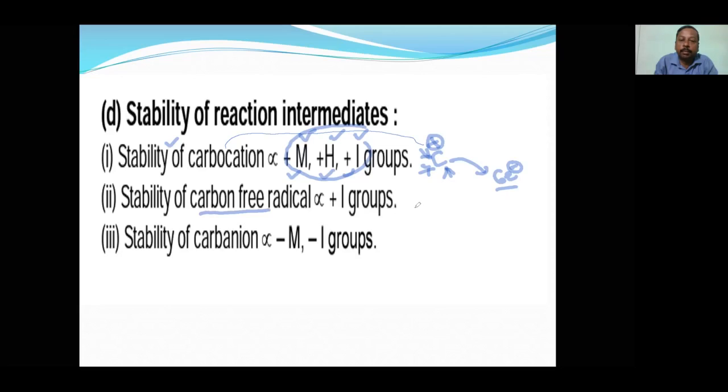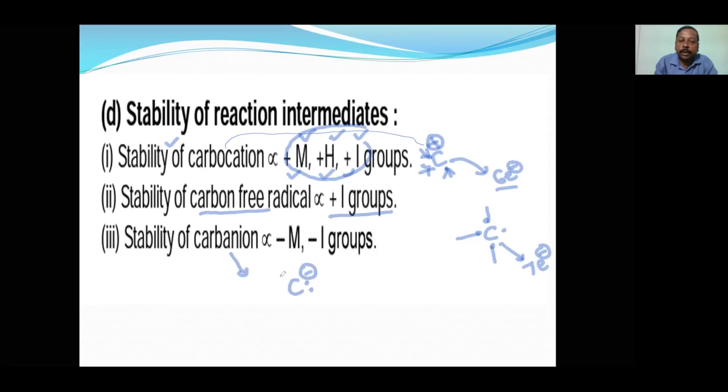Same problem with the carbon free radical also. Free radical means it has to keep one electron free. So even though it has 4 electrons, one electron must be free. So again, there will be 7 electrons in this one because one electron is not allowed to participate in the bond formation. Again, plus groups only will help out. Understood? Then carbanion.